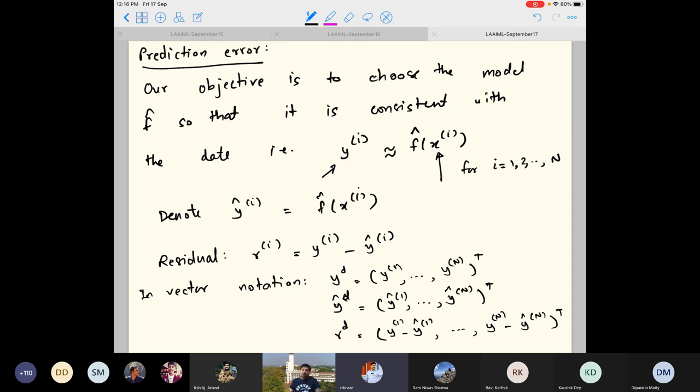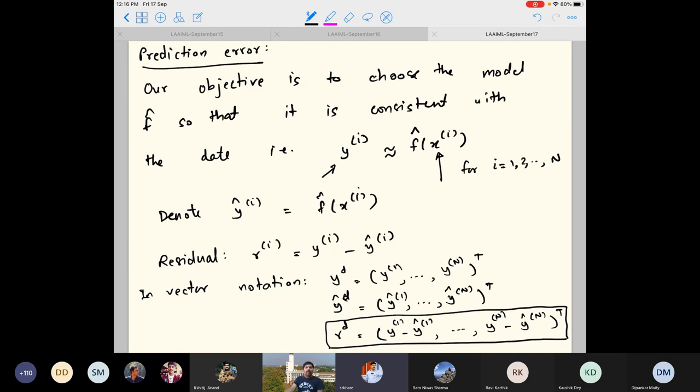So this is what we have. Clearly yd, y hat d, rd are all vectors in R capital N, right? So they are all vectors in R capital N. And what is it that I would really like to do when I have this particular vector rd? I would like this vector rd to be as close to 0 as possible.